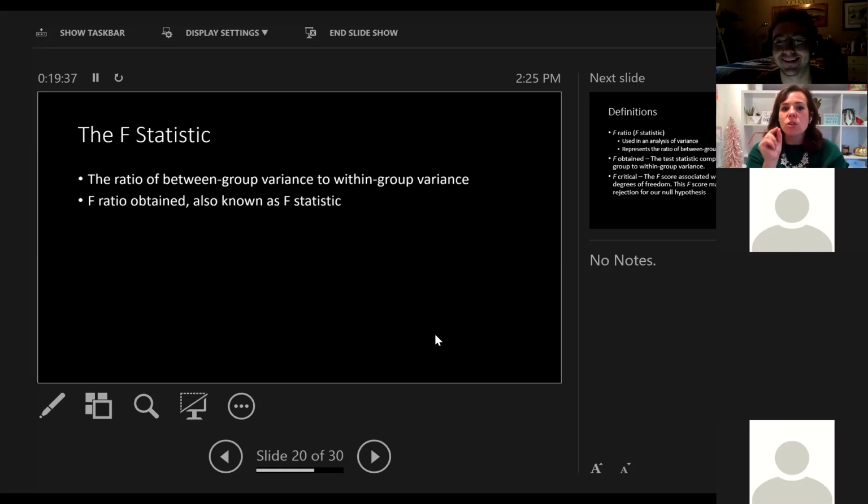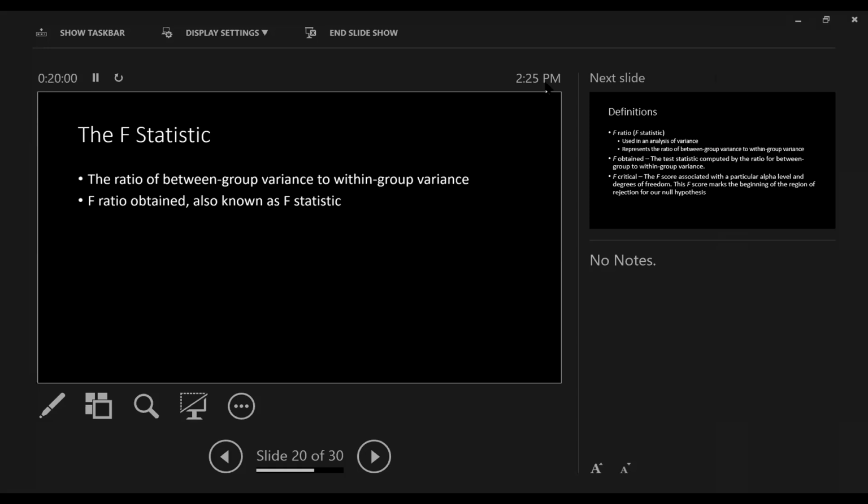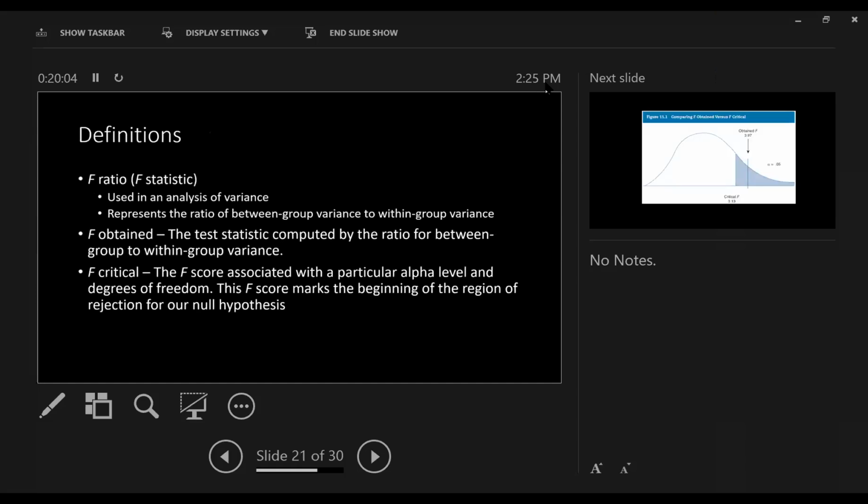It's the ratio of between group variance to within group variance. So in order to get to that, we need to know a few steps back. Once you know your between group variance, which is your sums of squares between groups divided by degrees of freedom, you're going to do that over your sums of squares within groups divided by the degrees of freedom. That value, the ratio that you get, that is your F statistic. Okay? Let's talk about it a little bit here. The F statistic is used, again, for ANOVAs. It represents exactly what I just said, the between group variance to within group variance.